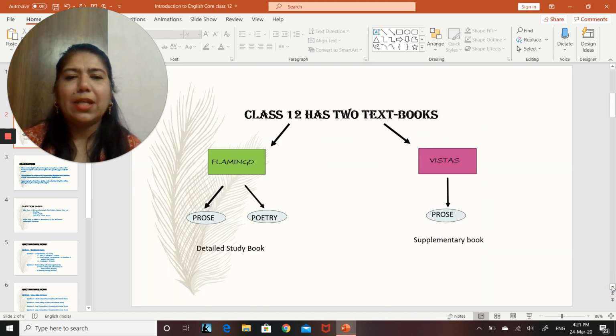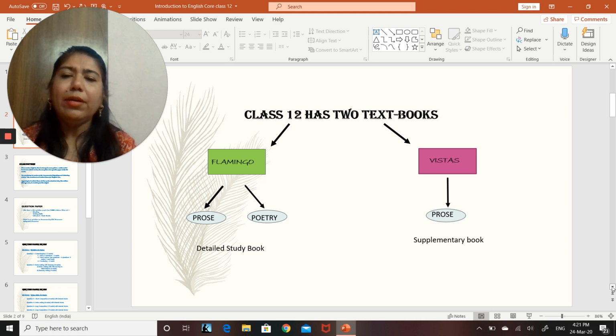The two books that Class 12 has are Flamingo and Vistas. Flamingo is a detailed study book and it has prose and poetry both, while Vistas has just prose and it is a supplementary book.